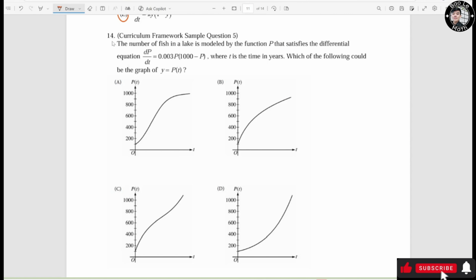Now let's move on to question 14. The number of fish in a lake is modeled by the function P that satisfies the differential equation dP/dt = 0.003P times (1000 minus P), where t is the time in years. Which of the following could be the graph of y = P of t? Basically, you just recognize the logistic growth differential equation. That's it. The answer choice is A.